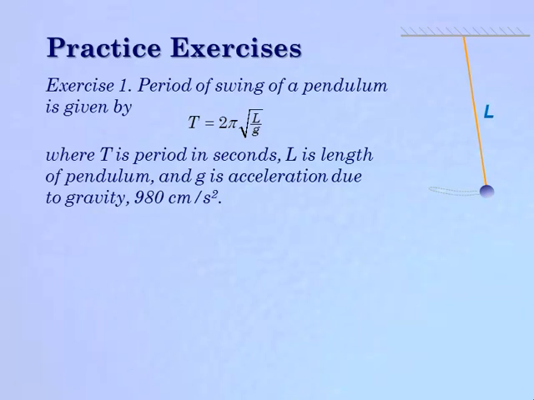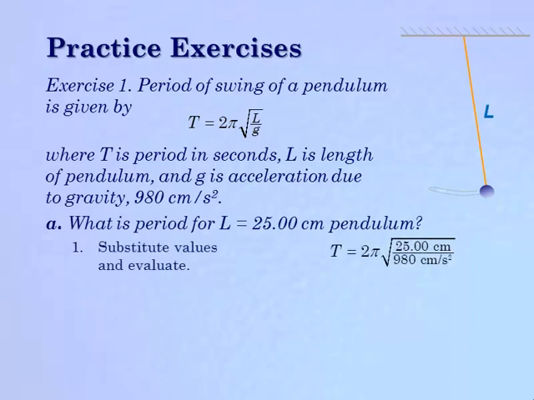Starting off with exercise 1, we have the period of a pendulum is equal to T equals 2 pi times the square root of L over g. So we're going to use g as 980 centimeters per second squared. What is the period T for a length of 25 centimeters?